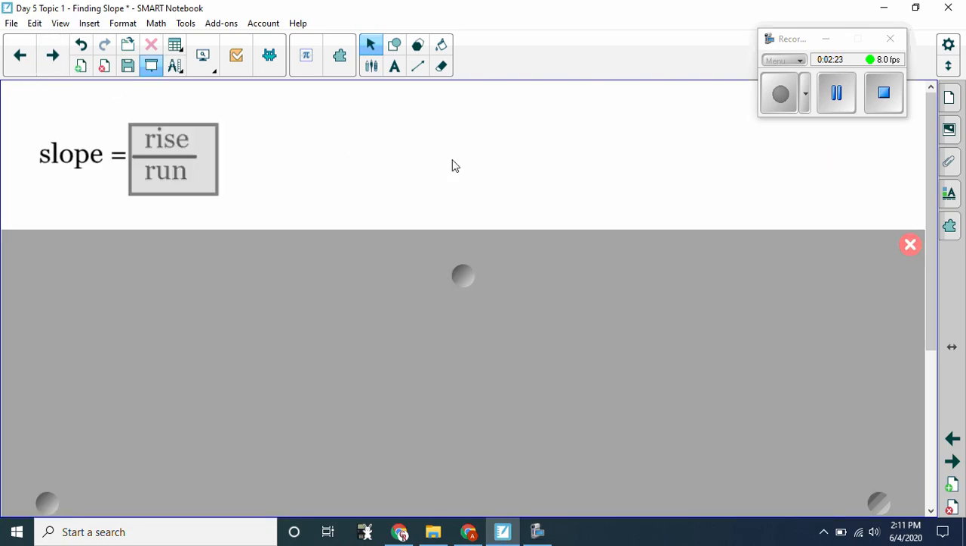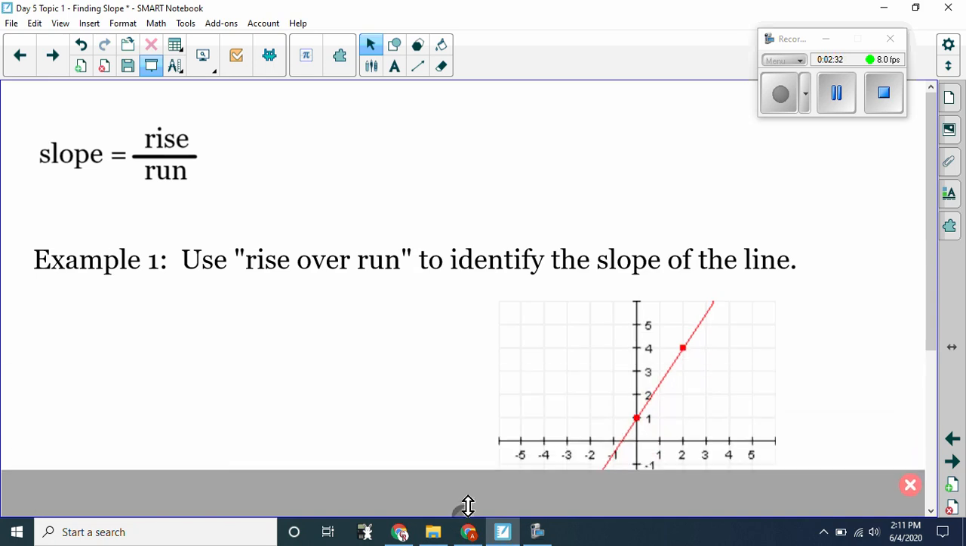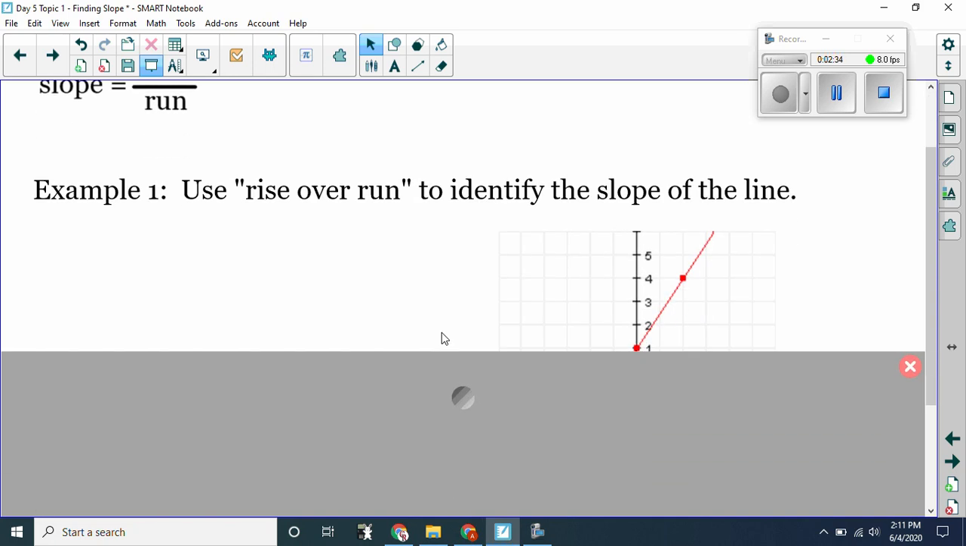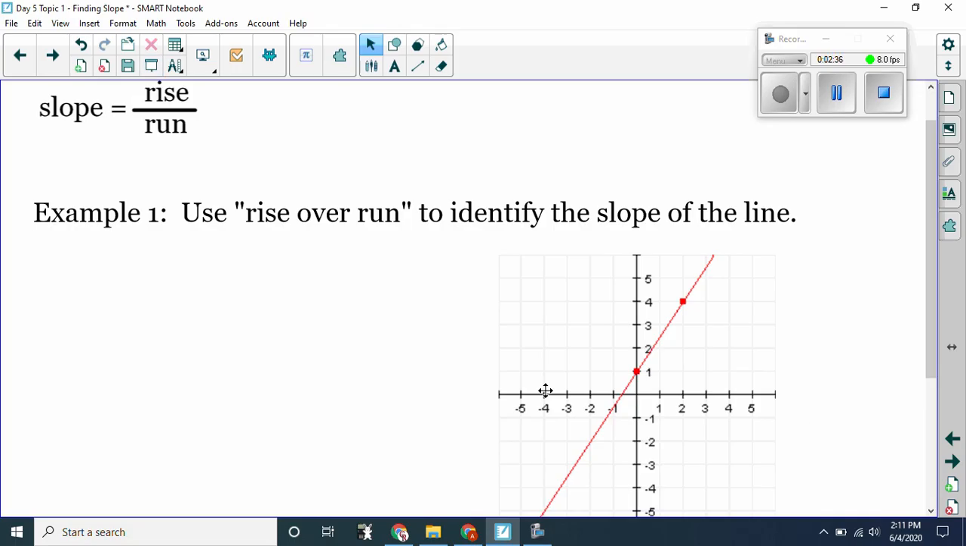Slope is equal to rise over run. Slope is rise over run. So we are going to use that rise over run to identify the slope of this line right here. So example 1 asks us to use rise over run to identify the slope.